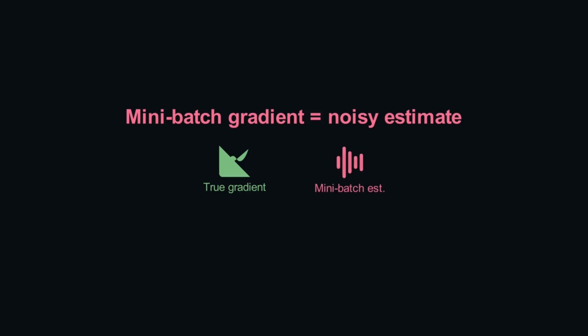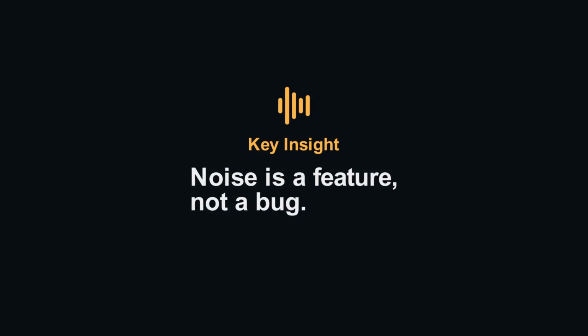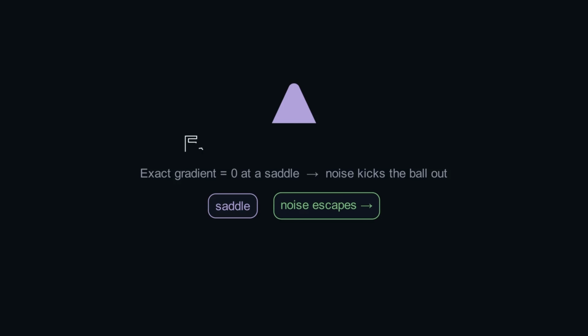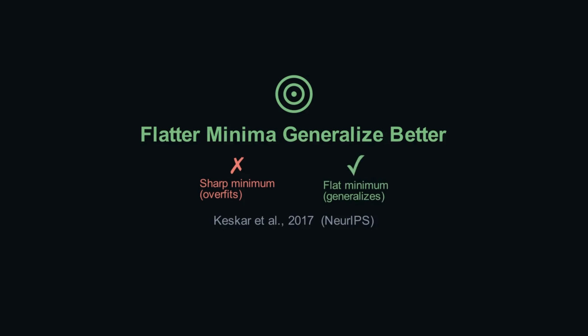The gradient from that mini-batch is noisy, a rough estimate of the true gradient. And the key insight, that noise is a feature, not a bug. A noisy gradient helps escape saddle points where the exact gradient is zero. It also tends to land in flatter regions that generalize better, shown empirically by Keskar and colleagues in 2017.